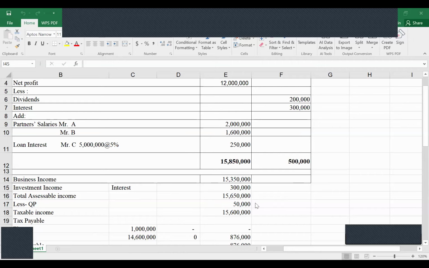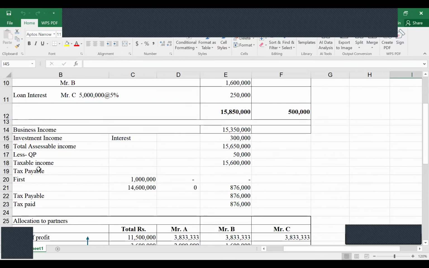A 16 million donation is not allowed because it should be limited to the assessable income, because taxable income should not be a minus amount. I have explained this earlier also. So taxable income should not be a minus part. So after that we can apply tax rates. We have already calculated taxable income. To that taxable income we can apply tax rates.